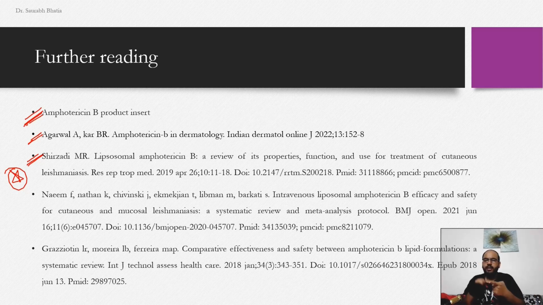the structure, the pharmacology, the pharmacokinetics, the mechanism of action, the spectrum of action, the contraindications, the side effects, the different usages, the drug doses, everything is there in this video. That's all you need to know about amphotericin B. These are further few articles. I will put it in the description, but this video is more than enough that you would like to have.